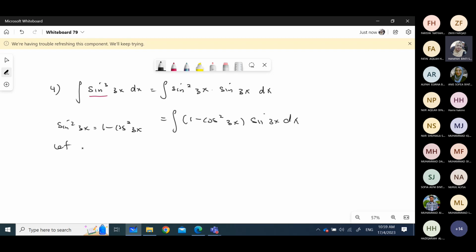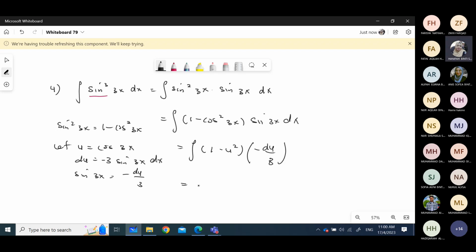Okay, so substitute. Let u be cosine of 3x. Differentiate with respect to x on u, kita akan dapat 3 times negative sine of 3x dx. So here we can see that sine of 3x dx is equivalent to negative du over 3. Daripada sini, kita gantikan cosine dengan u. So here we have 1 minus u squared, and sine 3x dx is negative du over 3.